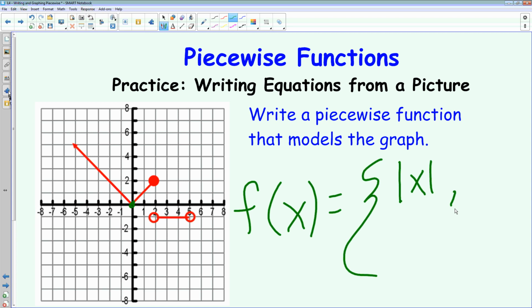Now we need the interval. Notice we have a closed circle here when x is 2, and then it's everything to the left of that. So it's going to be x is less than or equal to 2. The next piece is a constant function. Remember it's just whatever the y value is here, and the y value there is -1. And that just goes from 2 to 5, both open circles, so it's going to be 2 less than x less than 5.